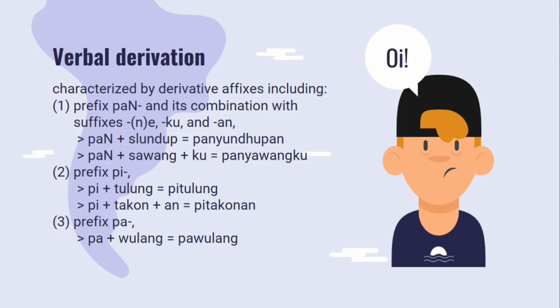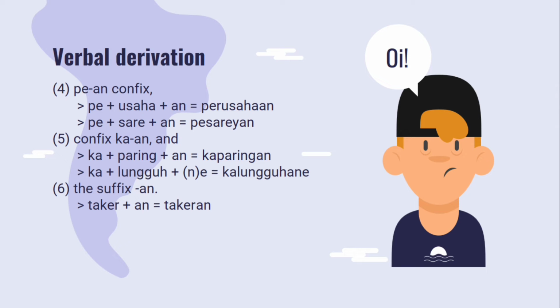Number 2, there is prefix p. The basic takon combined with prefix p and suffix an, so it becomes pitakonan. Number 3, there is prefix pa. The basic wulang combined with prefix pa, so it becomes pawulang. And here are more examples of verbal derivation affixes.